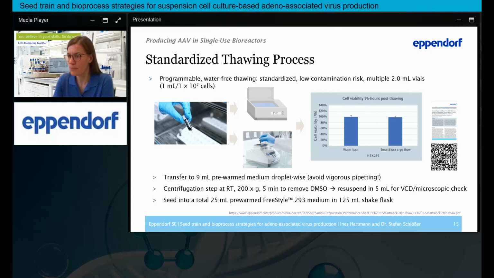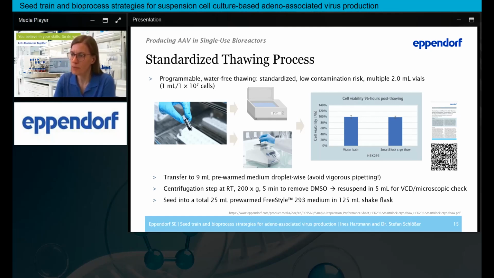Here you see we have application and performance sheets showing that the viability, and also, though it's not depicted here, the morphology of the cells are the same as with the water bath thawing. We also did it with very sensitive stem cells, so just have a look if you scan here, or in the end Christian will also talk about the product.